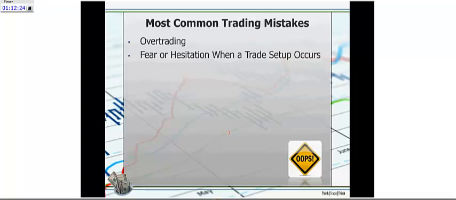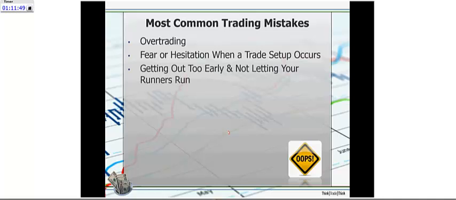And on the opposite end of that is fear or hesitation when a trade setup occurs. How many of you are guilty of that? And when you actually have a valid setup, and for some reason you have something that stops you from entering the market, whether it's fear, whether it's that little nagger in the back of your head, you know what? I think I want to wait a little bit before I enter this trade, or I want more confirmation, and then you end up missing the trade completely.